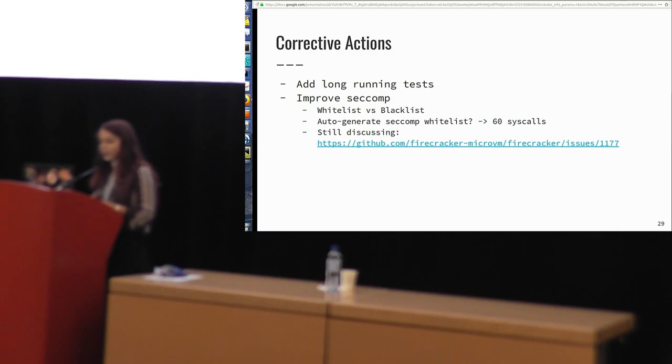We also started looking at improving seccomp. We had discussions on whether whitelist is actually the good approach, but we didn't really reach a conclusion here. The only thing that we wanted to actually merge was the auto-generated seccomp whitelist. The problem was that Firecracker uses right now about 30 syscalls, and the auto-generated seccomp whitelist is actually 60. So we dropped this whole thing. We are still discussing improvements because seccomp is way harder than we initially thought, and we added the seccomp improvements to our roadmap for 2020 to keep iterating over it.